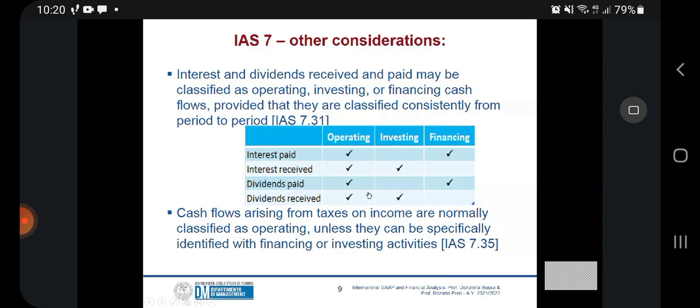Remember, interest paid and dividends paid have the same treatment, either operating or financing. Interest received and dividend received have the same treatment, either operating or investing. Whereas the cash flows that relate to taxes, they are usually included as operating. In very rare circumstances, when the company have very good arguments, they can be included either as financing or investing activities. We also have some references to the specific paragraphs of the standard itself that mentions where to classify each of these specific transactions.